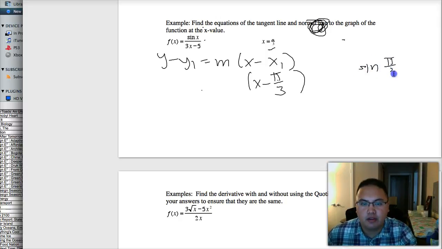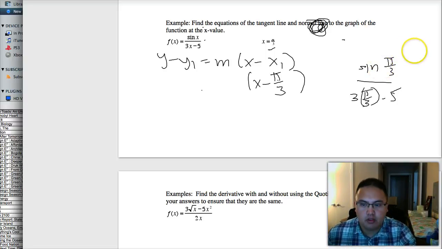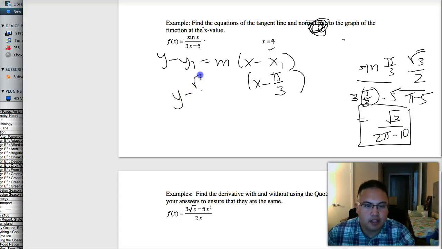Sine of pi over 3 over 3 pi over 3 minus 5. Sine of pi over 3, you can do this in the calculator. You're going to get radical 3 over 2. Okay. So here at the top, I'll get radical 3 over 2. Over, this becomes just pi minus 5. Okay. And then I could move that down. Some of you may have forgotten your rules for fractions. This means the exact same thing as radical 3, 2 pi minus 10. So that is y. It's not pretty, but that's y.